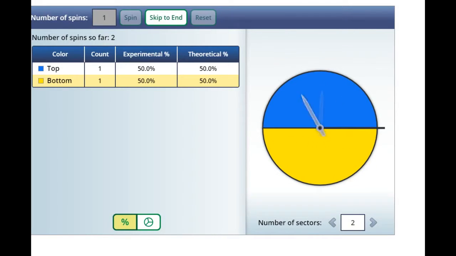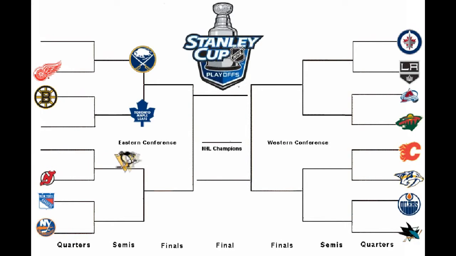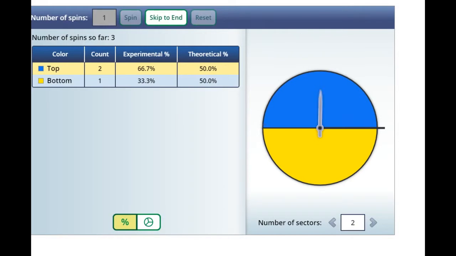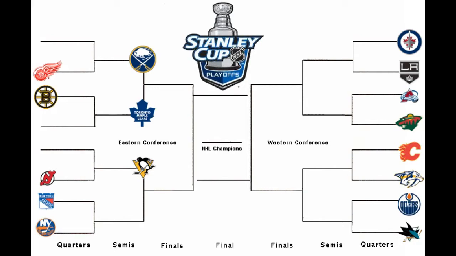Pittsburgh Penguins are moving on to the second round. I knew it. My money was on them. Next matchup in the East is the New York Rangers versus the New York Islanders. Battle of New York. Who will win? Looks like the Rangers are moving on to the second round.